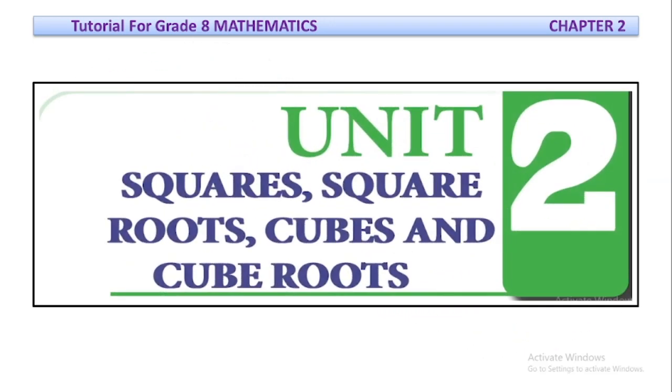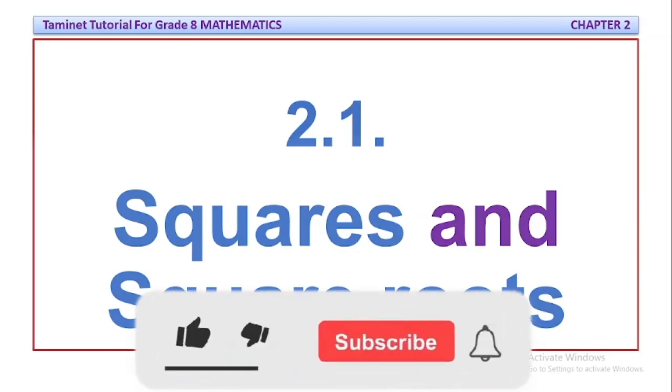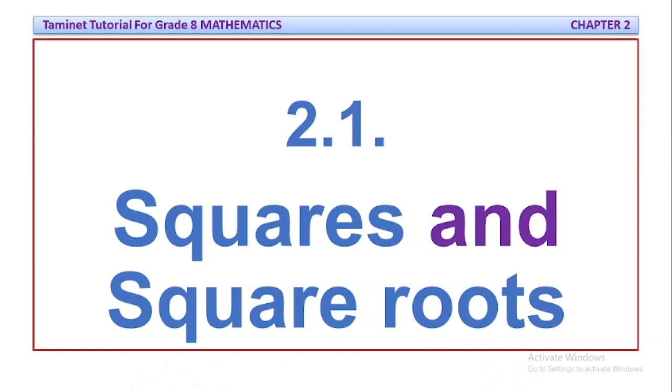ምዕራፍ 2 ስኩዌር፣ ስኩዌር ሩት፣ ኪዩብ ኤንድ ኪዩብ ሩት የሚለውን ማለት ነው። Then the chapter says squares and square root and also cube and cube root. Based on this session, we discussed only squares and square roots. So how to define square and how to define square roots. What do you mean by squares and what do you mean by square roots? How can we calculate the value of squares of a given number and how can we calculate the values of square root of a given number?